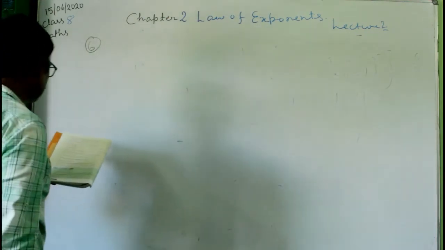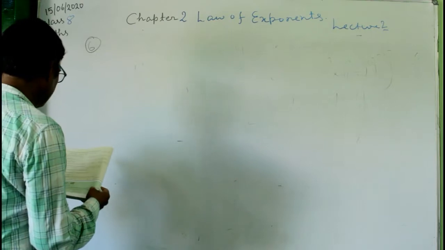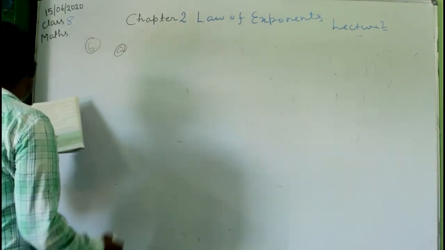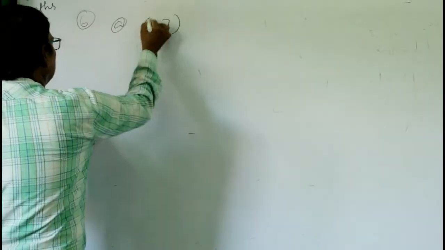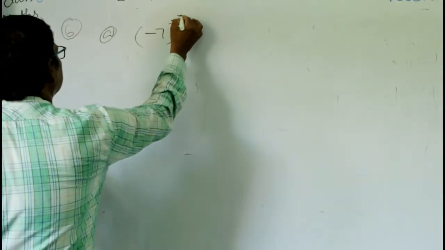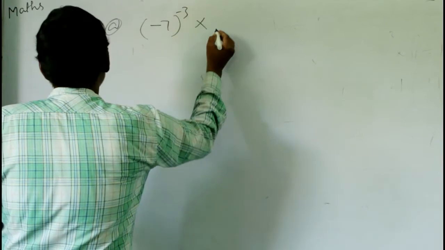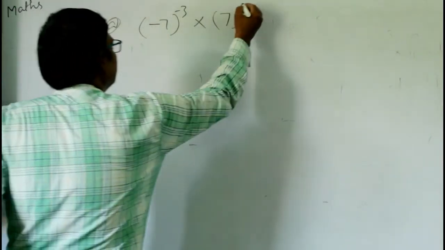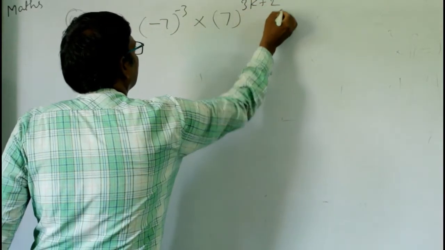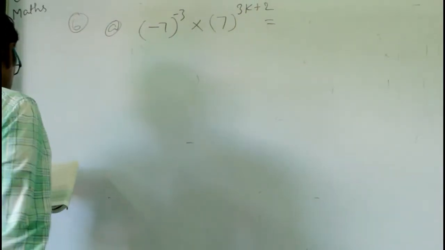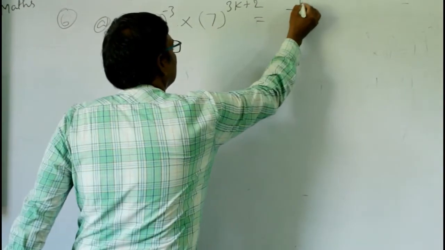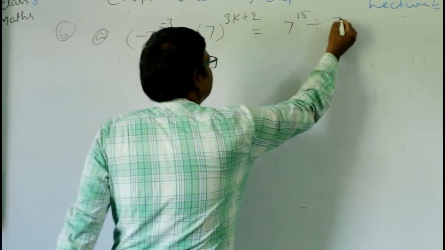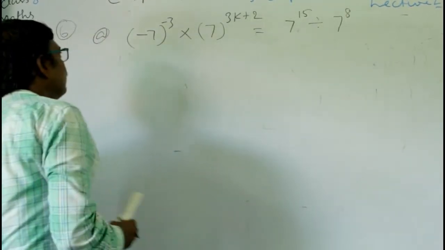In question number 6, find the value of k. I will solve part A: (-7)^-3 times 7^(3k+2) is equal to 7^15 divided by 7^8. So in this we have to find the value of k.